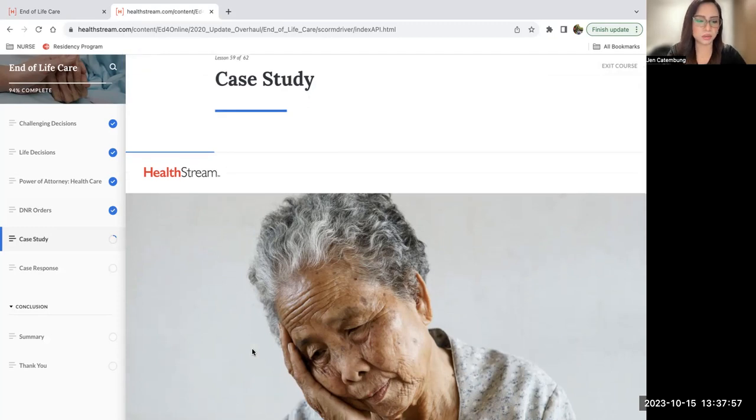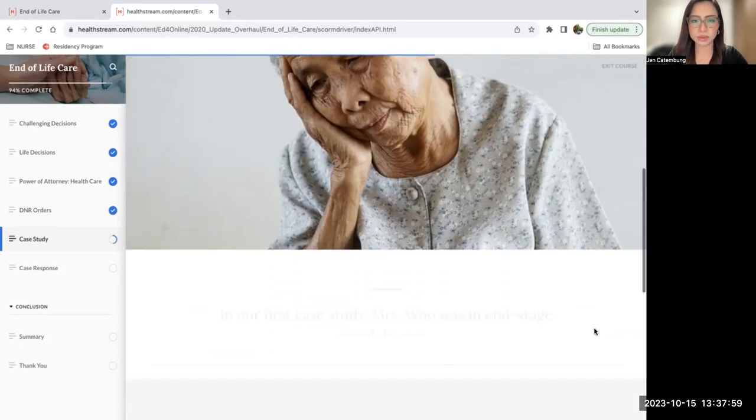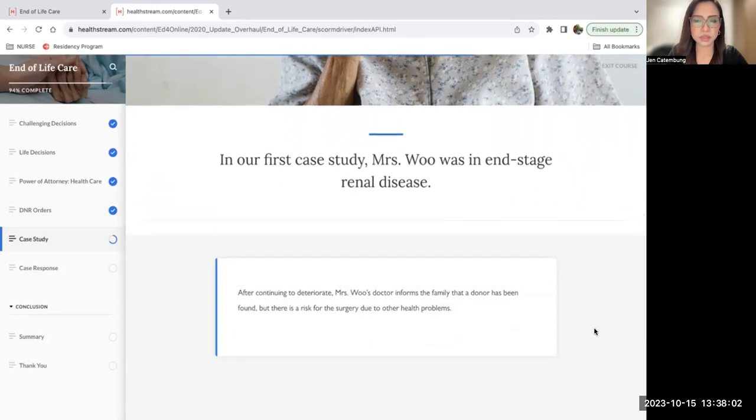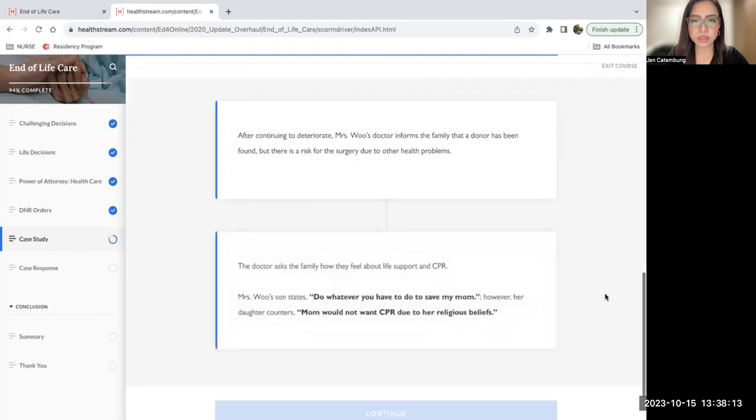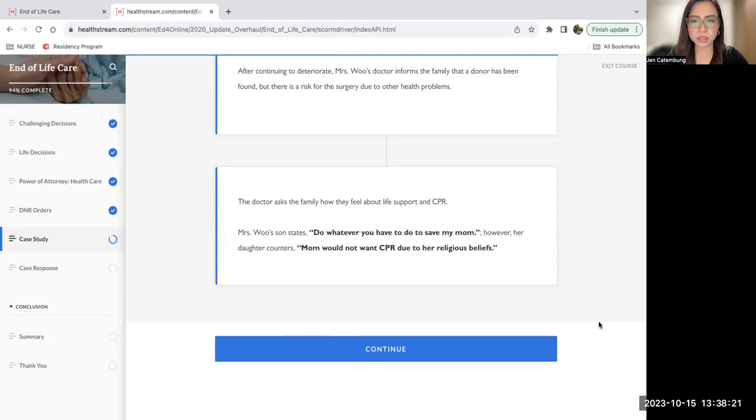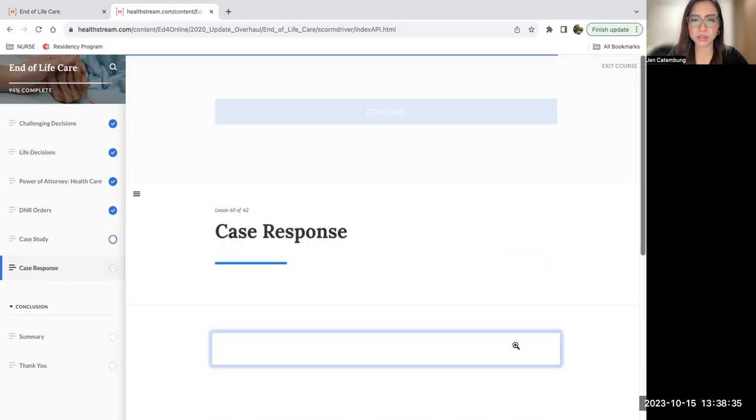Case study. In our first case study, Mrs. Wu was in end-stage renal disease. After continuing to deteriorate, Mrs. Wu's doctor informs the family that a donor has been found, but there is a risk for surgery due to other health problems. The doctor asks the family how they feel about life support and CPR. Mrs. Wu's son said, "Do whatever you have to do to save my mom." However, her daughter counters, "Mom would not want CPR due to her religious beliefs."